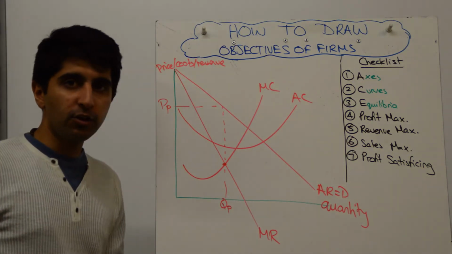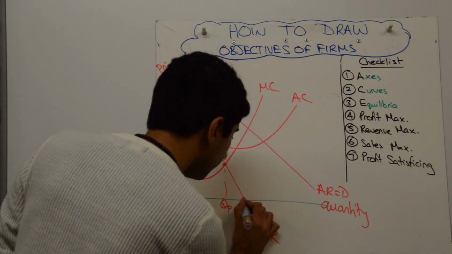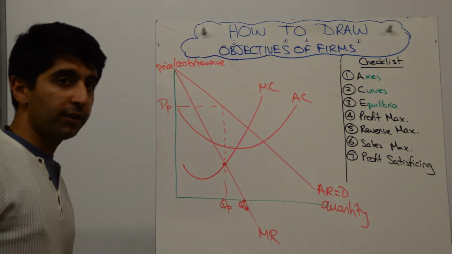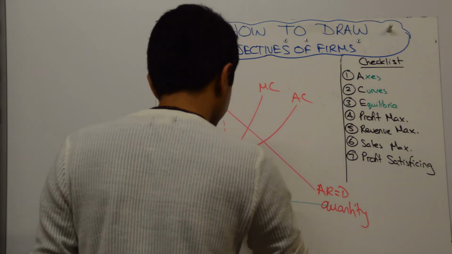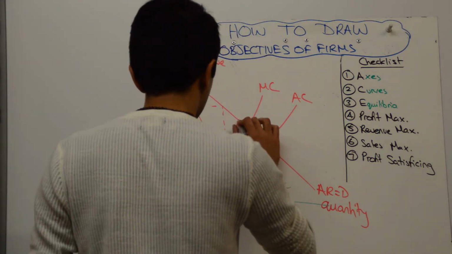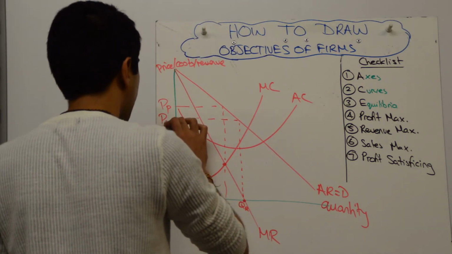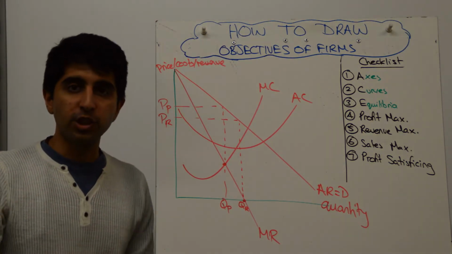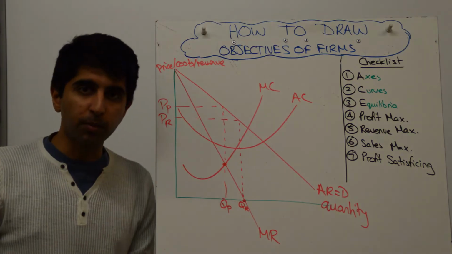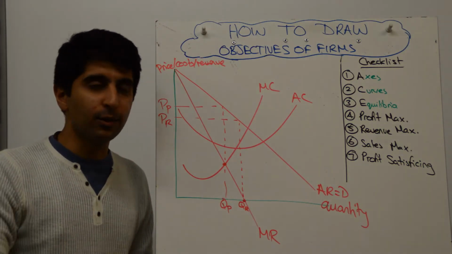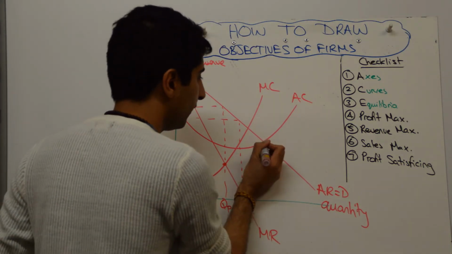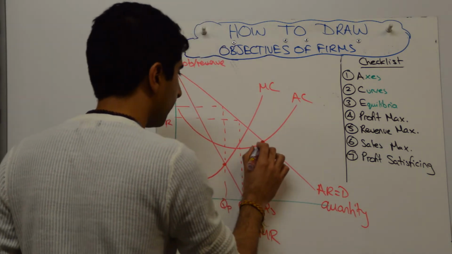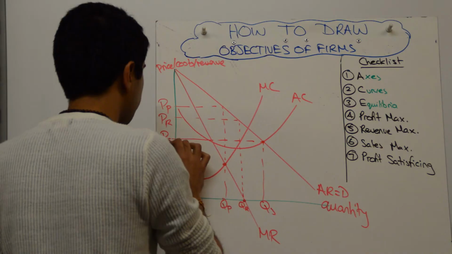Revenue maximization occurs where MR is equal to 0. Let's call that QR. And then again, let's read the price off the AR curve and call the price PR, like that. Useful. And now sales maximization, which occurs at the break-even point, a normal profit, which is where AR is equal to AC, and that occurs over here. Let's call that QS, and we can read the price straight across, PS.